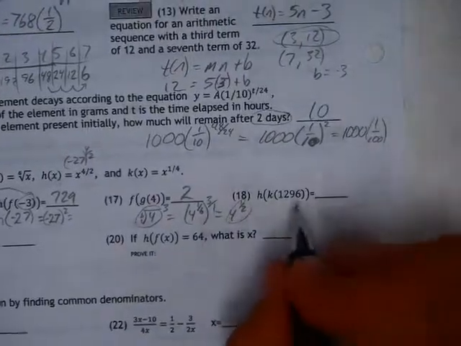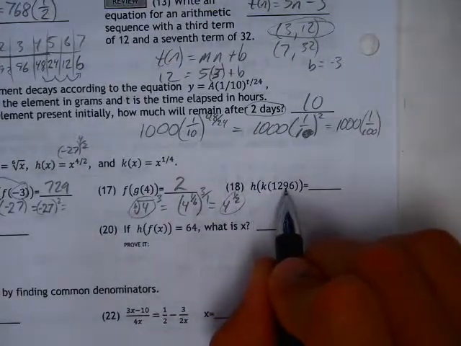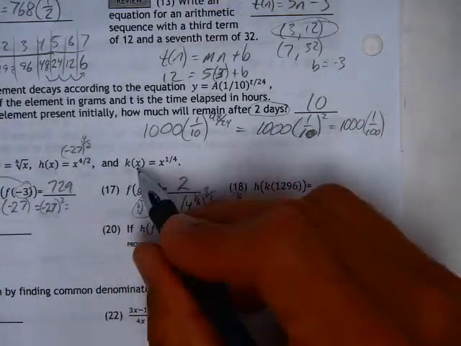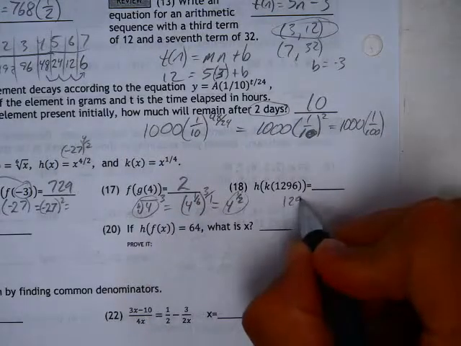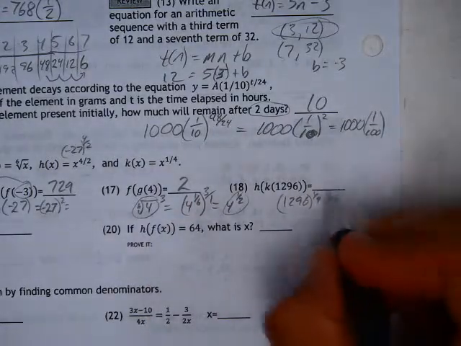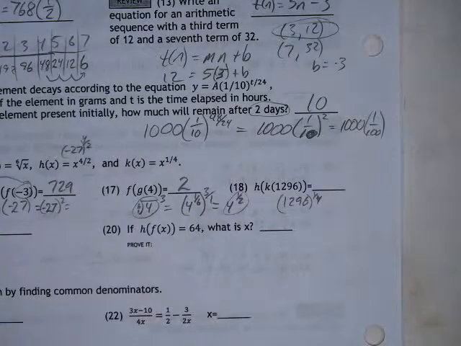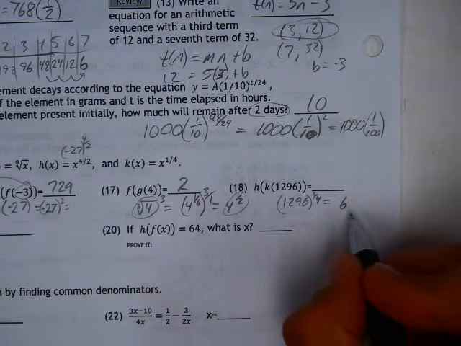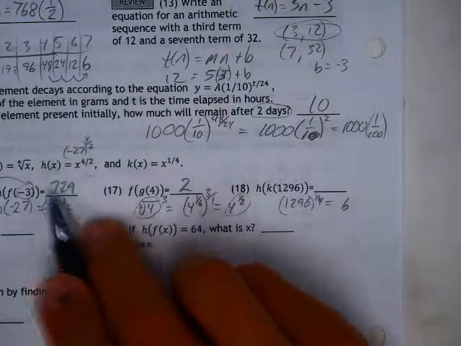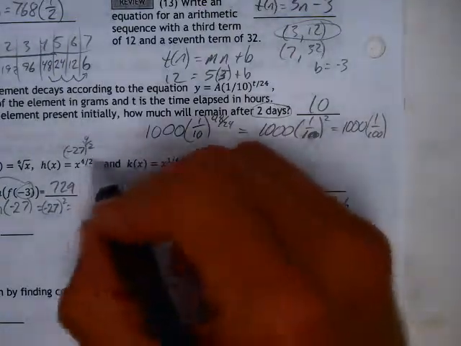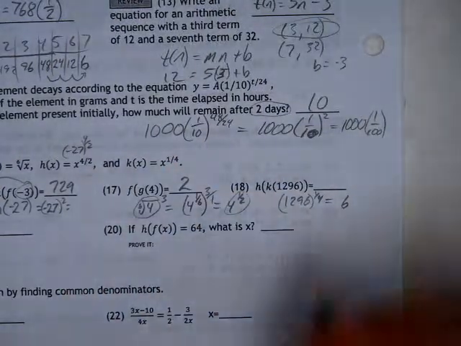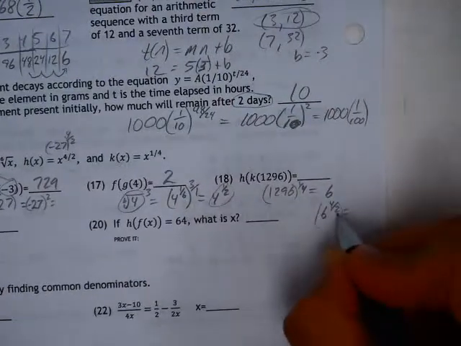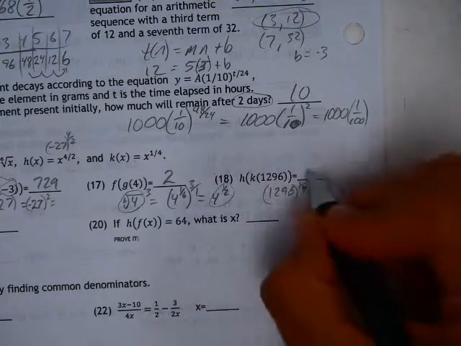Now, last one here, h of k of 1296. Well, again, this is our first time we're using k. But we're raising 1296 to the 1/4 power. I happen to know that the 4th root of 1296 is equal to 6. Take that information, you go back and you plug it into the h equation, where you're taking anything and raising it to the 4 over 2 power. Well, I'm taking 6 and I'm raising it to the 4 over 2, which is, again, a pain in the neck. But if we recognize that 4 over 2 is equal to 2, you got 6 squared, it's 36.